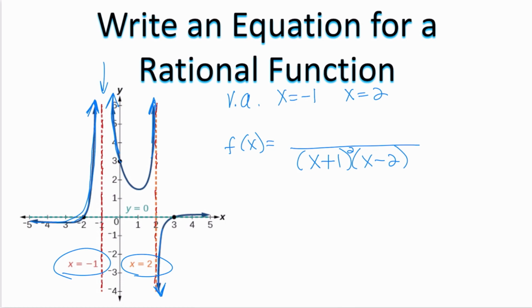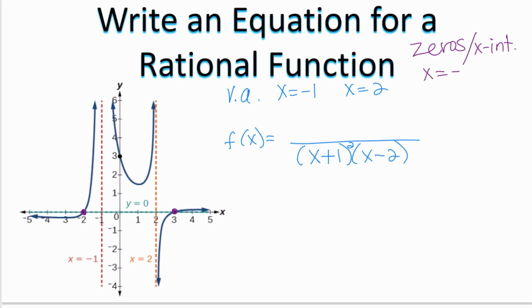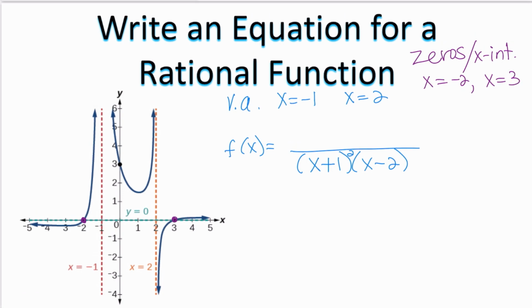The other thing I want to look for are the x-intercepts or the zeros. So right now in my function, my zeros are wherever the graph crosses the x-axis. In this case, I have 2 zeros. So my zeros, or the x-intercepts, because they all mean the same thing, or even roots, are going to be at x is equal to -2 and x is equal to +3. Those zeros are going to go to the numerator. So vertical asymptotes, denominator, and then the zeros go up to the numerator.